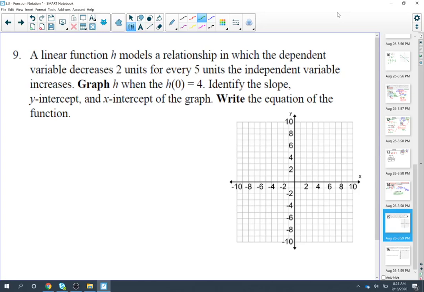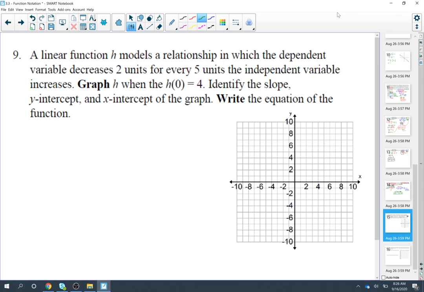Example 9. A linear function h models a relationship in which the dependent variable decreases 2 units for every 5 units the independent variable increases. Graph h when h of 0 equals 4. Identify the slope, y-intercept, and x-intercept of the graph. Write the equation of the function.